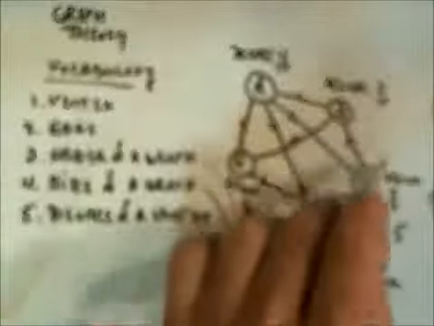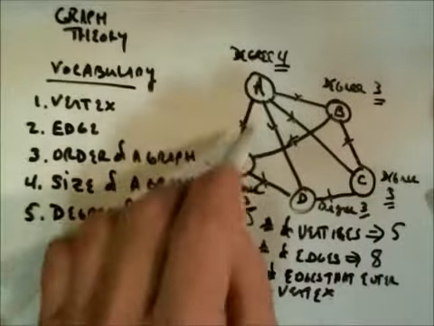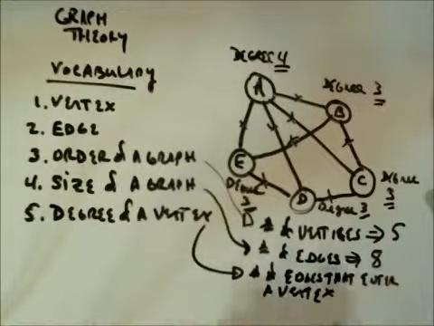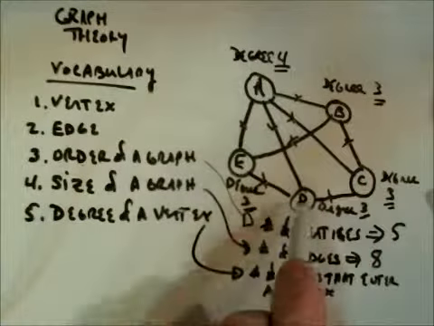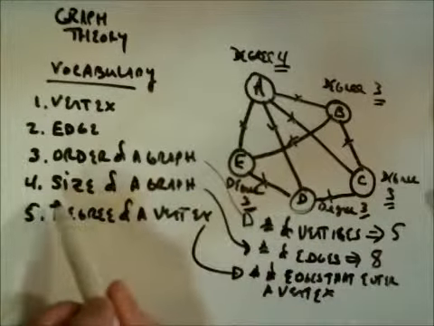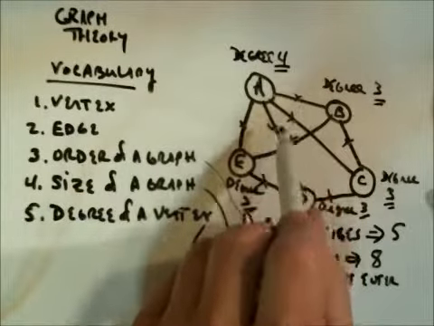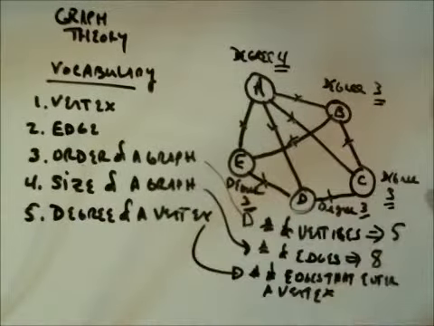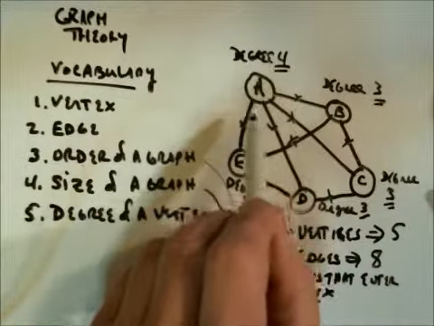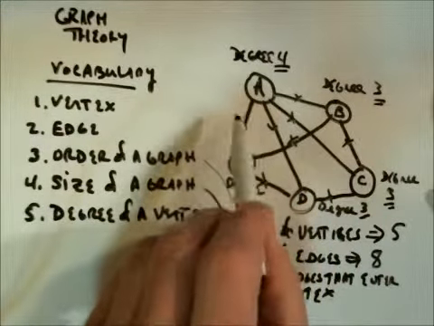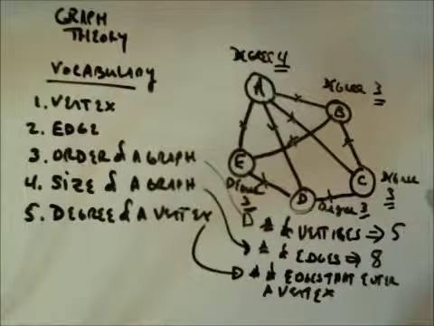All right, so important vocabulary words that you should know. Vertex, those are the nodes. Edge, those are the lines that connect the nodes, the vertices. The order of a graph is the number of vertices in the graph. Just count them up. Size of a graph, the number of edges in the graph. And finally, the degree of a vertex would be the number of edges that either emanate from, if you wanted to think of that way, or enter into a vertex.